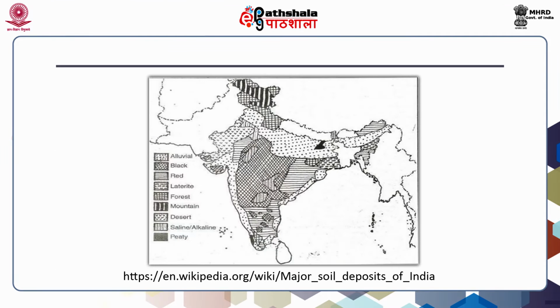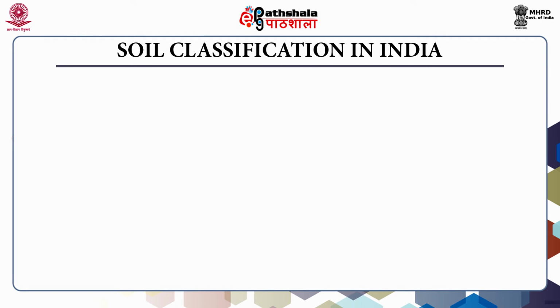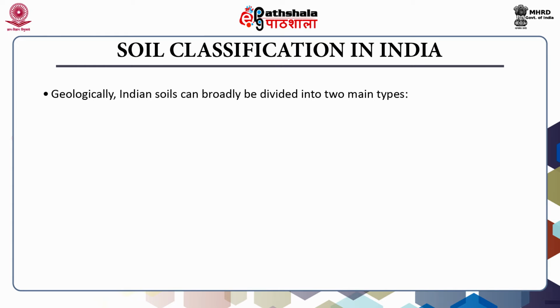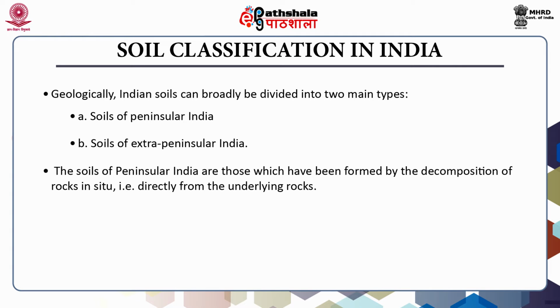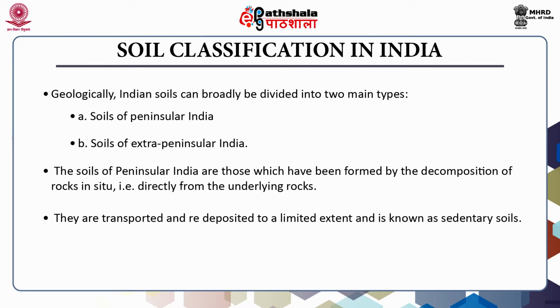Now there is a slide showing the map of India where the 8 different soils have been shown. The soil classification in India: geologically, Indian soils can broadly be divided into 2 main types, soils of peninsular India and soils of extra peninsular India. The soils of peninsular India are those which have been formed by the decomposition of rocks in situ, that is directly from the underlying rocks. They are transported and redeposited to a limited extent and are known as sedentary soils.